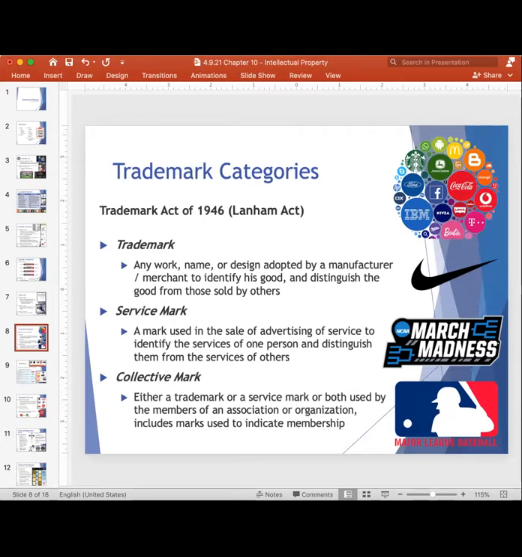So a service mark distinguishes services, and then a collective mark is used to indicate membership. So membership in a union, an association, or any other organization like Major League Baseball, the National Football League Players Association, the Big East Conference. And once again, a collective mark may also be used in combination as a service mark or a trademark. It's really just based upon its intended purpose.